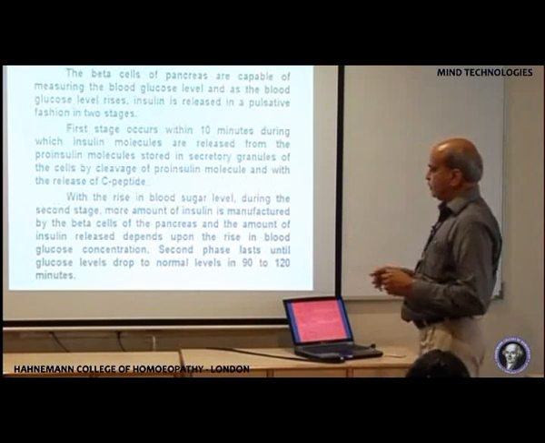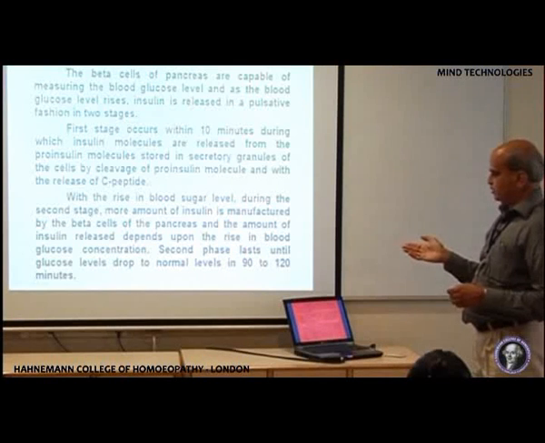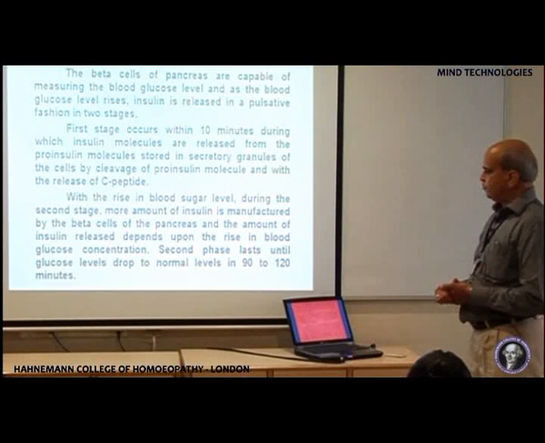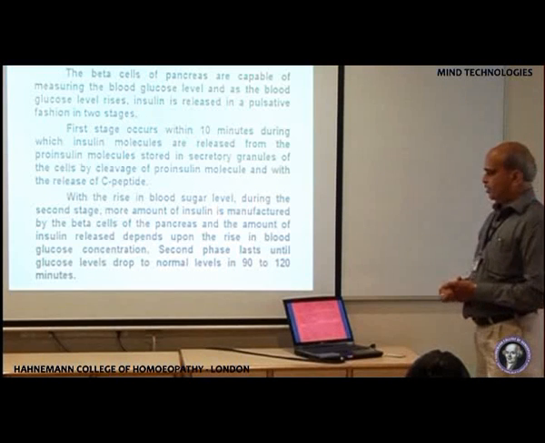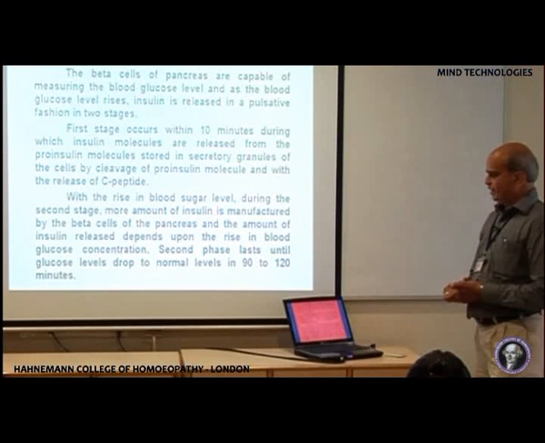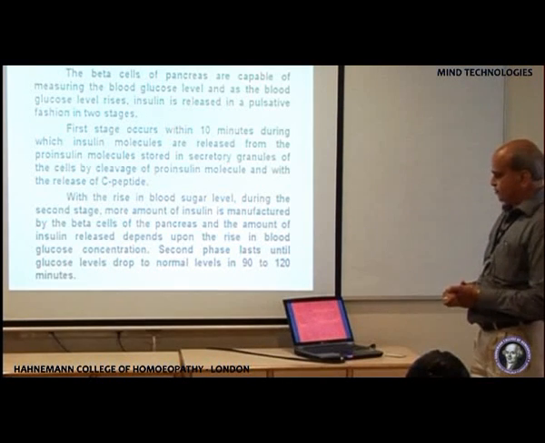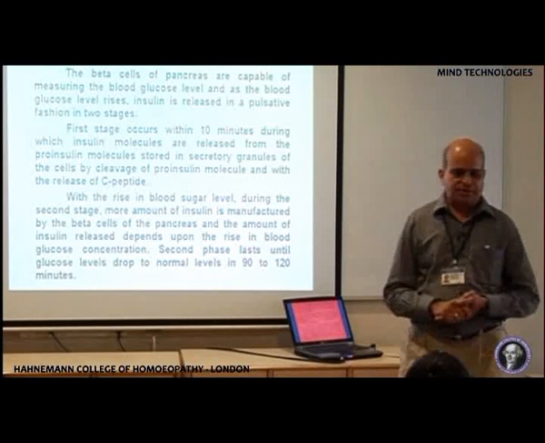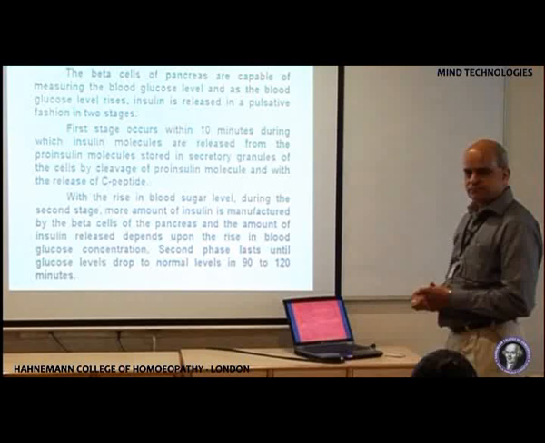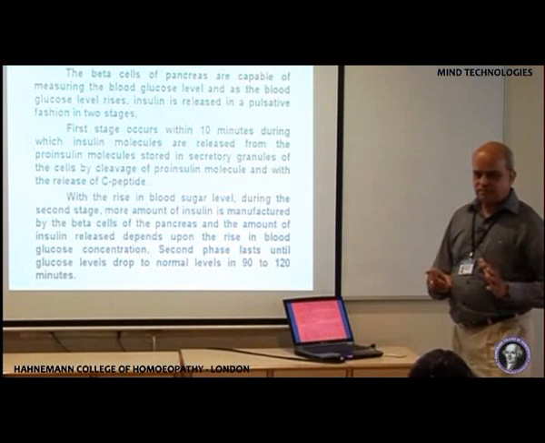But you should know. Now with the rise of the blood sugar level, during the second stage, more insulin is manufactured by the beta cells of the pancreas, and the amount of the insulin released depends upon the rise in blood glucose concentration. The second phase lasts until glucose levels drop to the normal level, that is in 90 to 120 minutes. Is it clear? Are you understanding this?